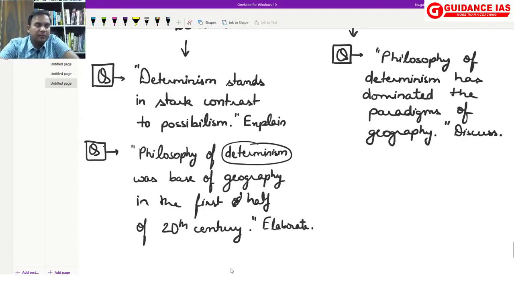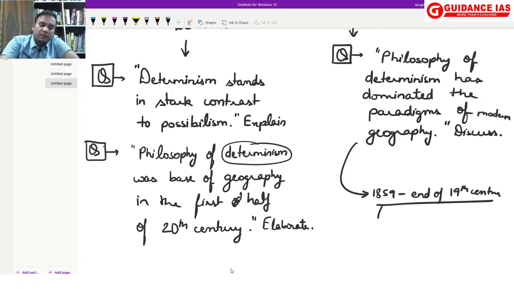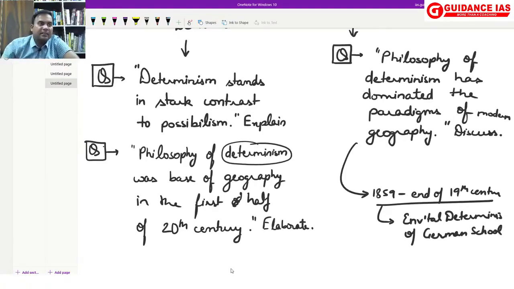Can you understand now what we are saying? Just to narrow down our answer, if I write "modern geography," can I say I will talk about how, in the period between 1859 and the end of the 19th century, environmental determinism of the German school, people like Ratzel etc., was dominant, yes or no?